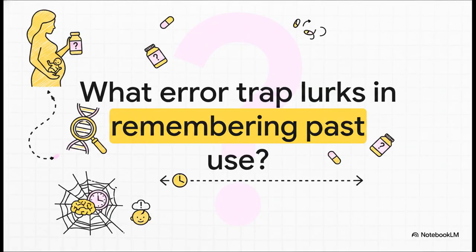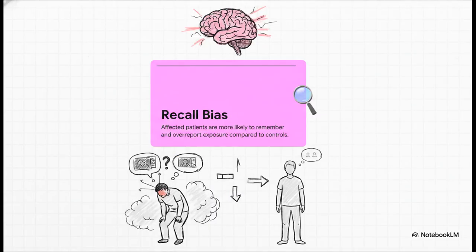Let's look at another common trap. Imagine a mother is asked to remember her specific vitamin use during her pregnancy, but she's only asked this after her child is diagnosed with a rare condition. What error is lurking in this retrospective setup? Yup, you guessed it, recall bias. This is the classic vulnerability of case control studies.